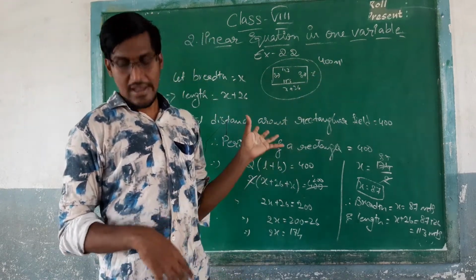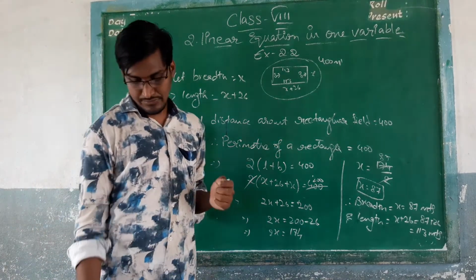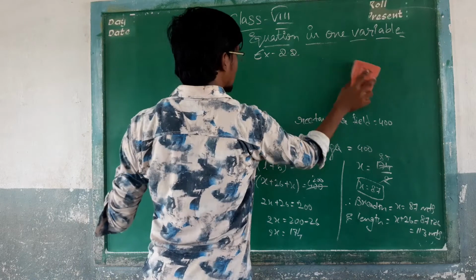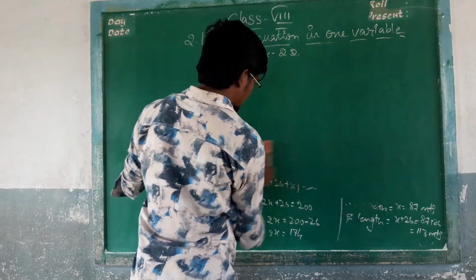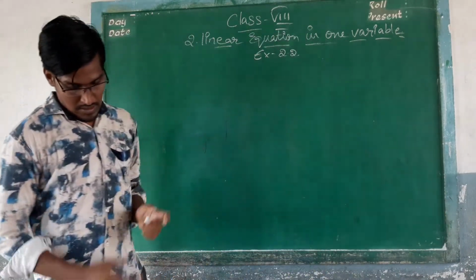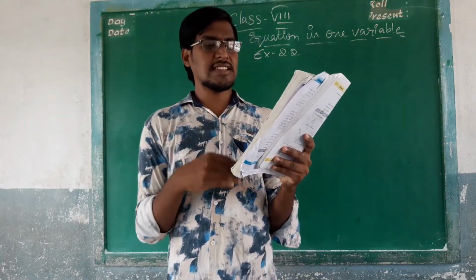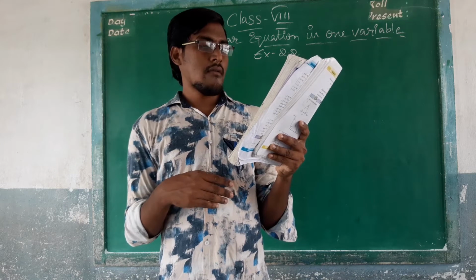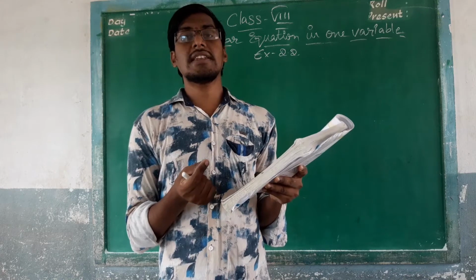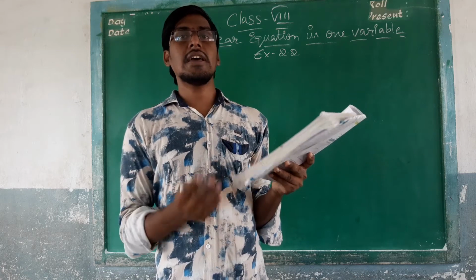This is about the 8th one. Now move on to the 9th one. What is given in the 9th one? The length of a rectangular field is 8 meters less than twice its breadth. Again, breadth is not given.